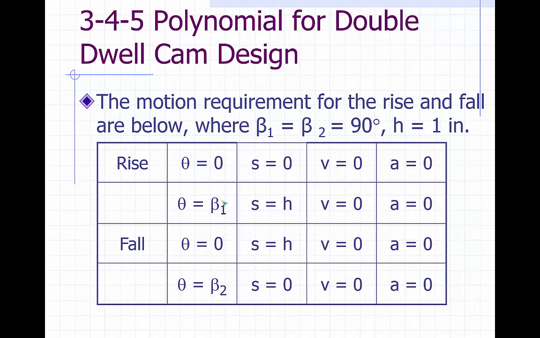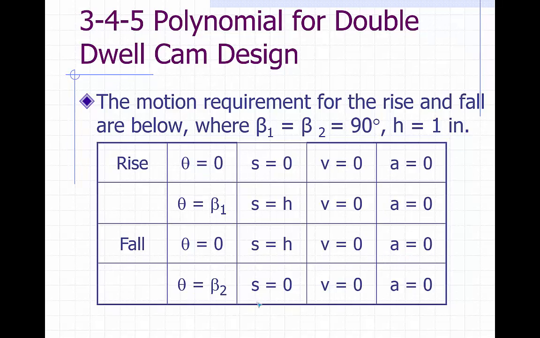The fall is similar. Again, a brand new polynomial. Theta equals 0. We'll have s equal to h, v equal to 0, and a equal to 0. So again, we must remember that we have a dwell in between the rise and fall, and this is why our velocity and our acceleration are both set equal to 0 at this point in time.